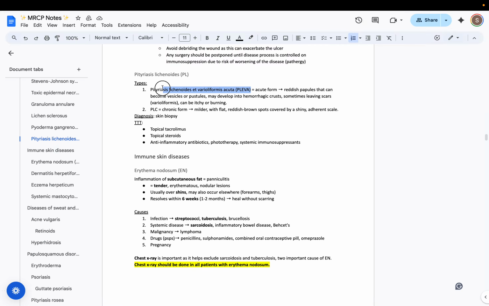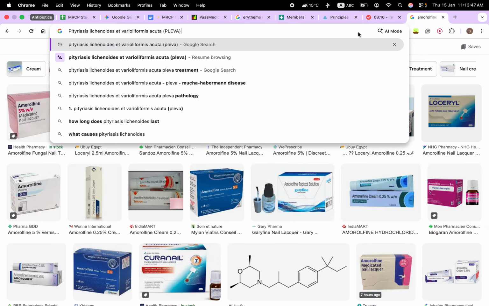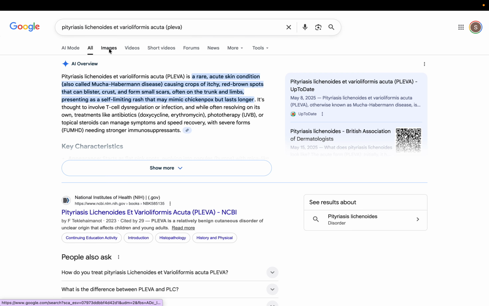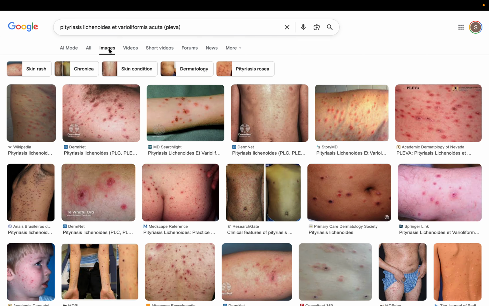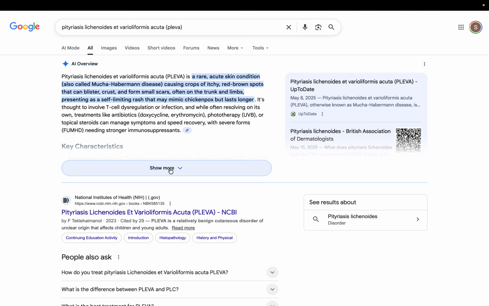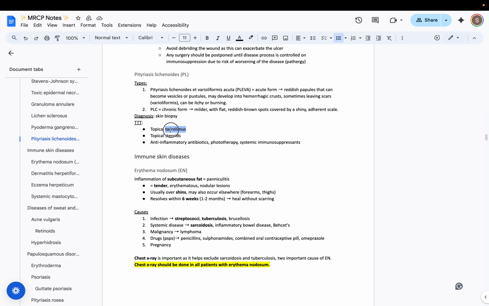I'm sorry, what? This is a rare disease, so I don't want to spend a long time here. Okay, how to treat this? Topical tacrolimus, topical steroids, and anti-inflammatory antibiotics.